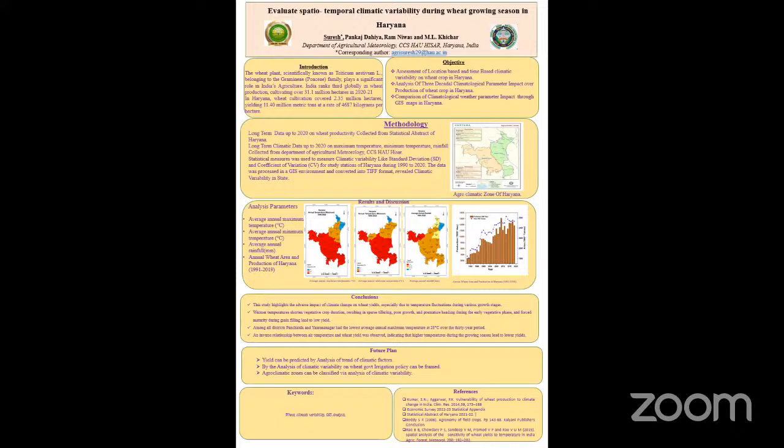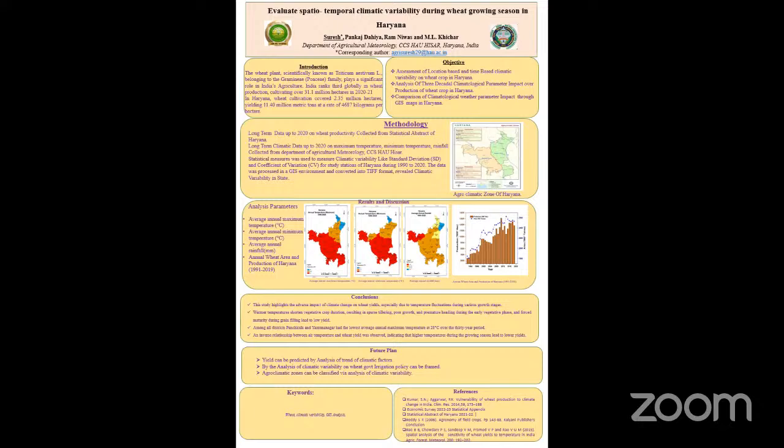From 30 years of data analysis, we have concluded that an inverse relationship between air temperature and wheat yield was observed, indicating that higher temperature during the growing season leads to a lower yield. These are the conclusions about maximum temperature and minimum temperature.